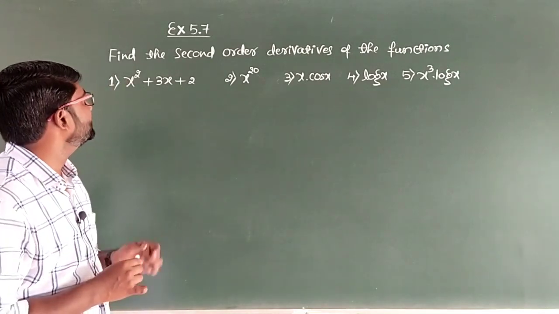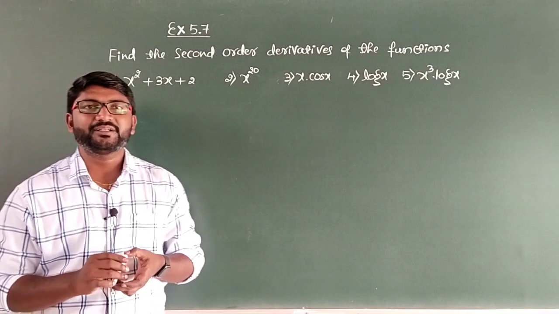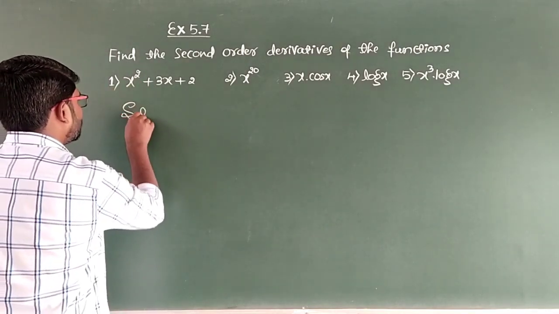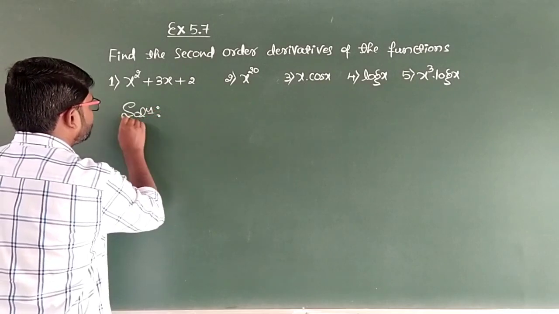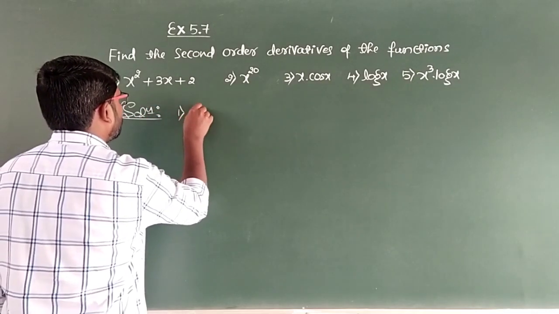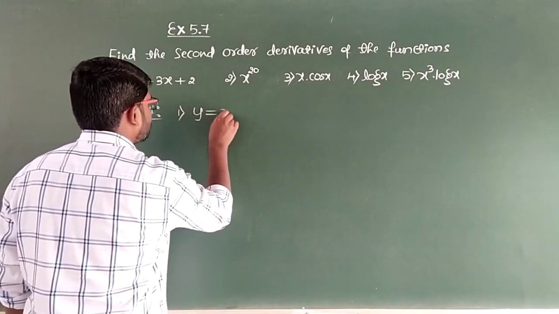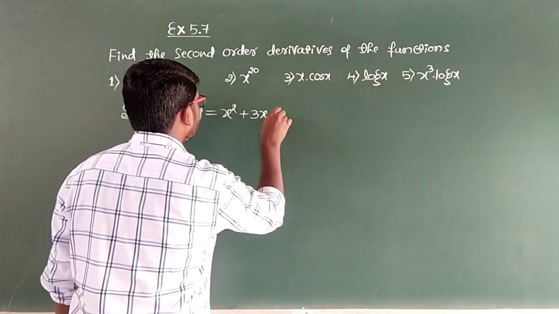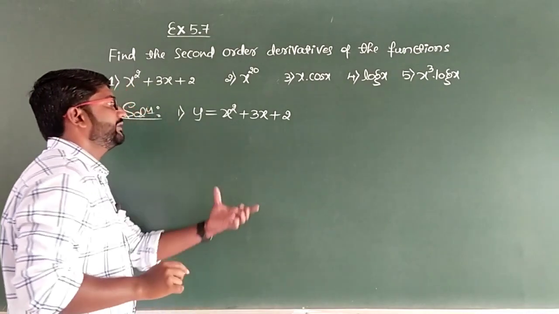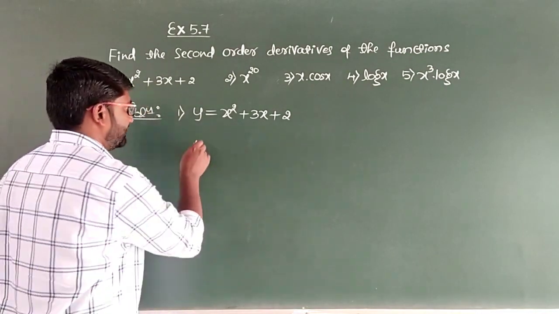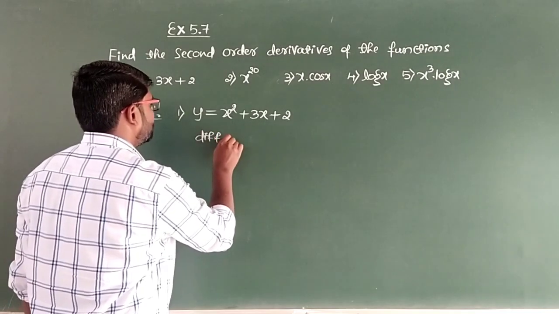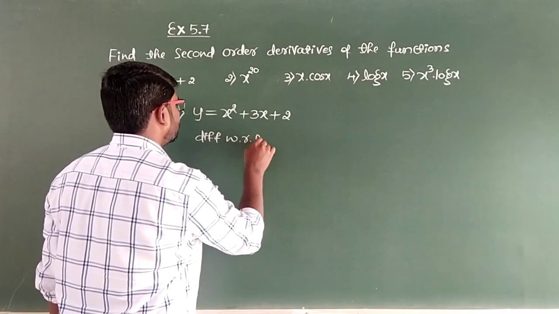Question number 1, it is x square plus 3x plus 2. I will be taking this as y and then find d square y by dx square. So y is equal to x square plus 3x plus 2. Now differentiate both the sides with respect to x.